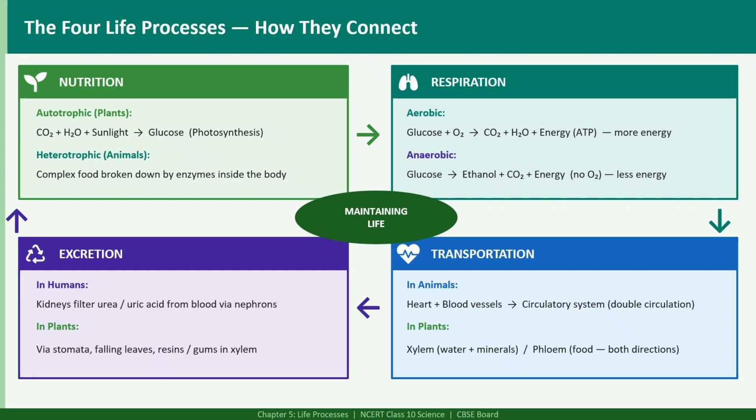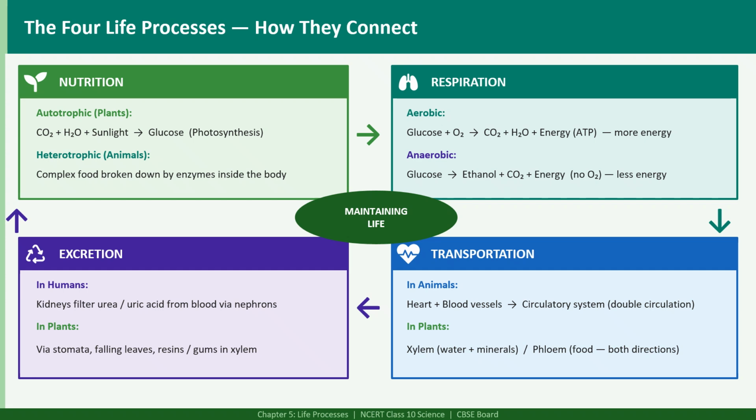Then, from the body, the respiration process takes place. We have two types of respiration, aerobic respiration and anaerobic respiration. When respiration takes place in the presence of oxygen, it is aerobic respiration. When it takes place in the absence of oxygen, it is anaerobic respiration. So this glucose molecule, in the presence of oxygen, gives carbon dioxide, water and energy. But the main difference is that the energy liberated here is more than the energy given out during anaerobic respiration.